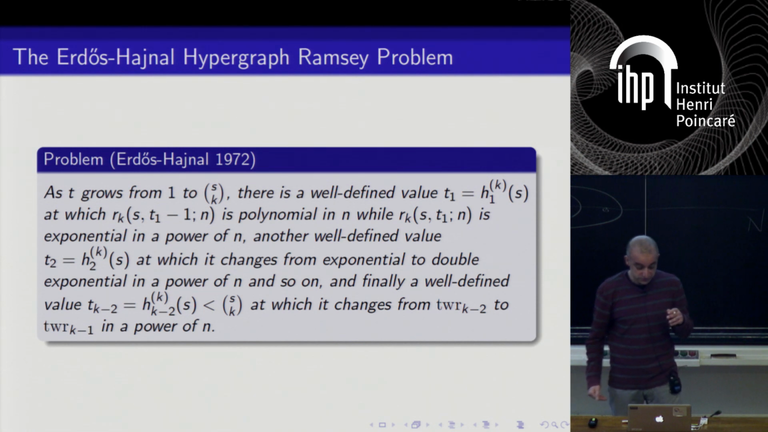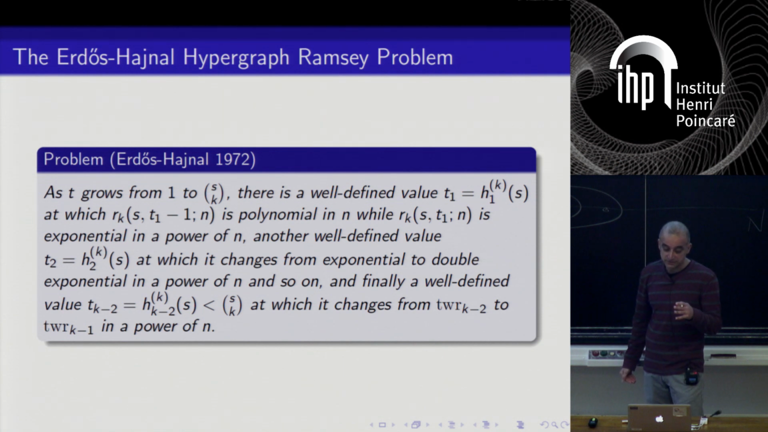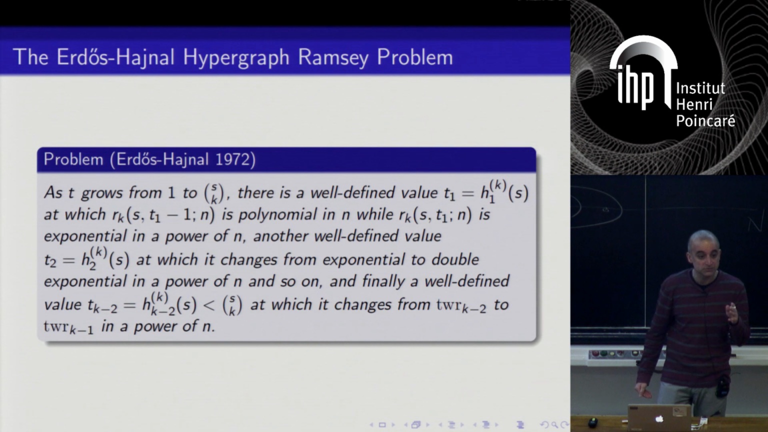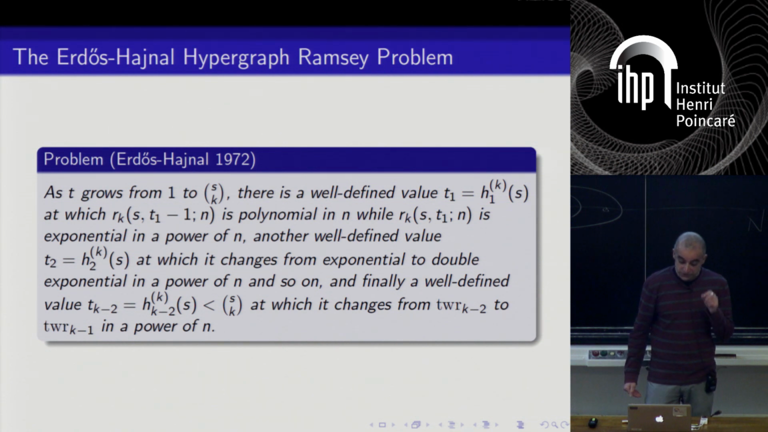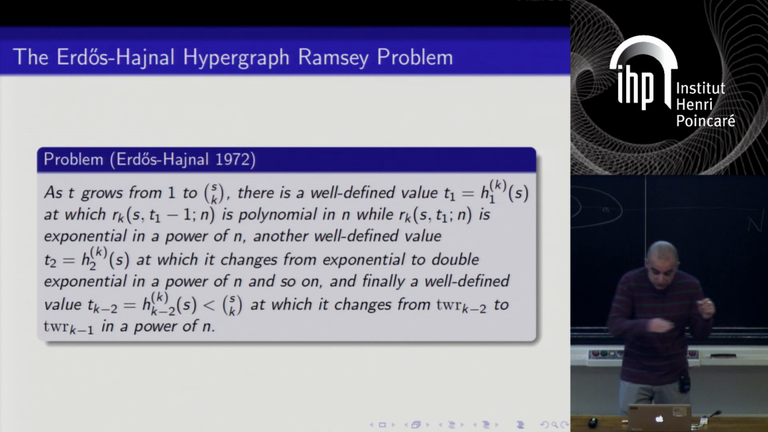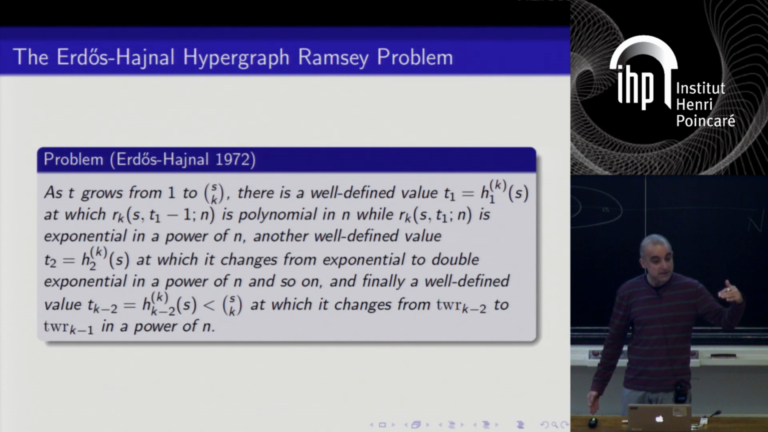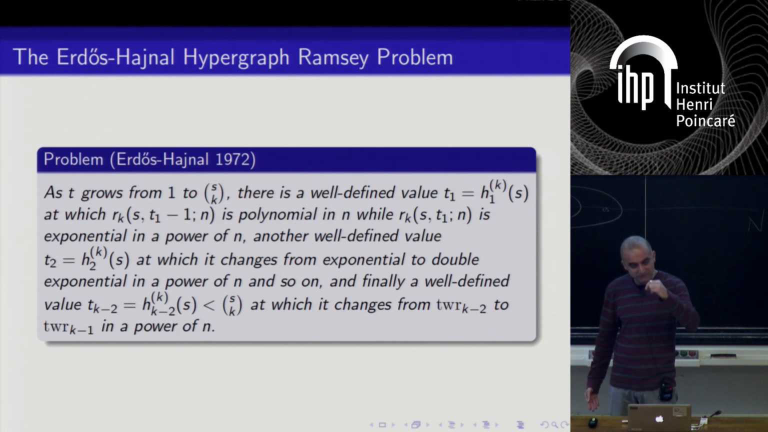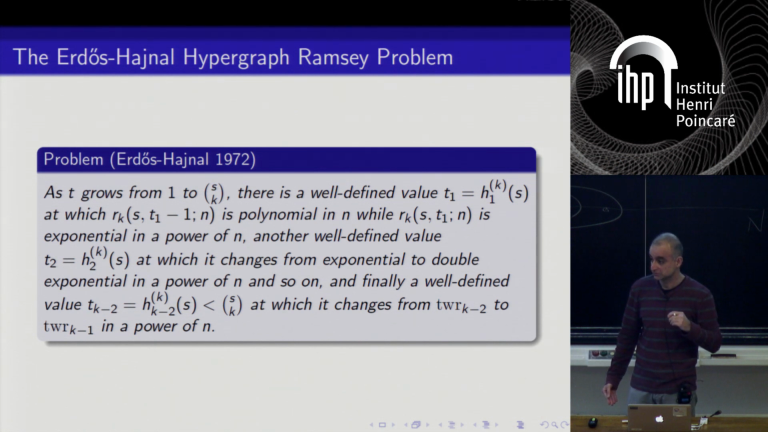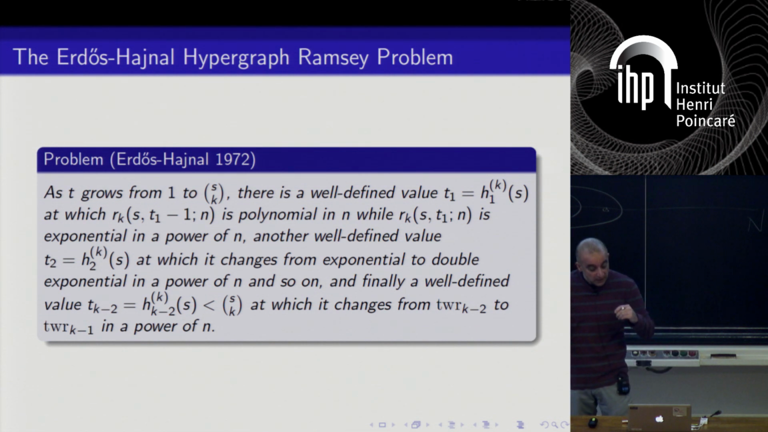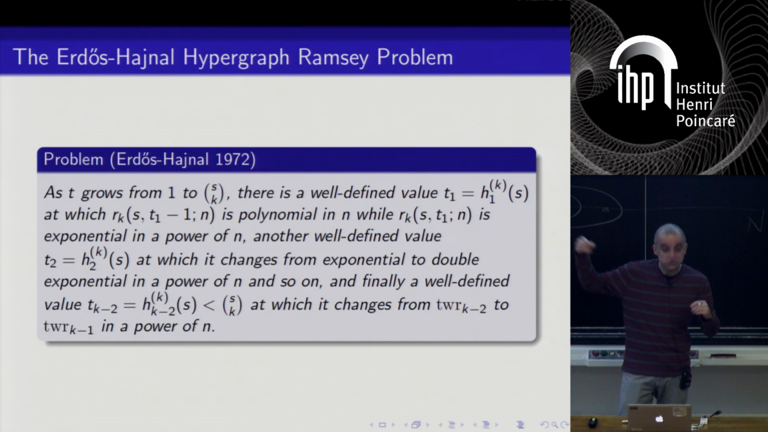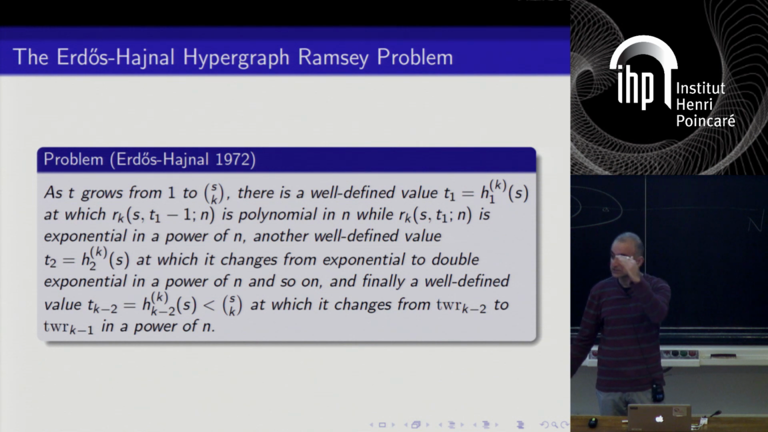And it was a remarkable assertion that they could make given how little they knew about these Ramsey numbers at the time. So the assertion is that as t grows from 1 to s choose k, at the very beginning the Ramsey number is polynomial, it's n at the very beginning. And then the claim is that at one particular value, h1, it jumps from being polynomial to exponential. And then it stays exponential, and then at another particular value jumps from being exponential to double exponential. And then it jumps from double to triple, and so on. So there's this discontinuous behavior with these jumps.